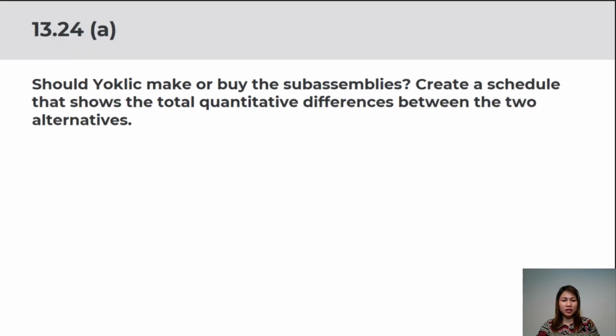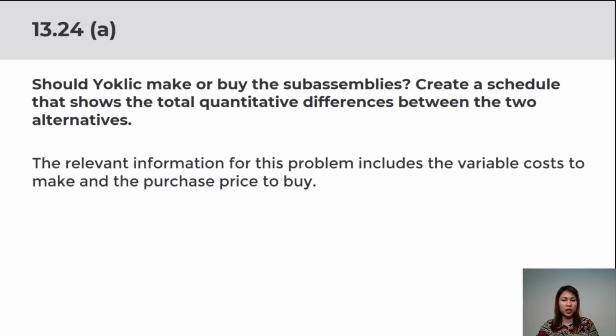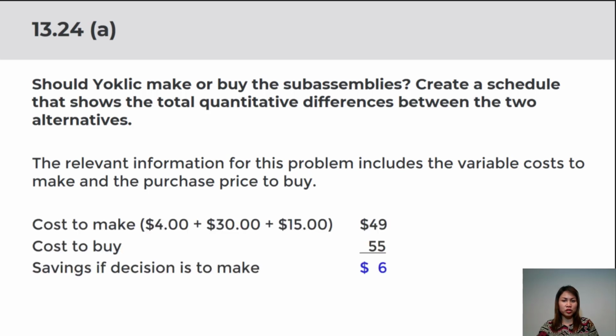The $25 fixed overhead here is irrelevant. Why is fixed cost irrelevant in this case? Because it will still be incurred regardless of whether your clique makes or buys the sub-assembly. Therefore, the relevant information for this problem includes the variable cost to make and the purchase price to buy. Cost to make, only the variable cost, $4 plus 30 plus 15 equals $49. Cost to buy for the company is $55 per unit. Therefore, the saving if the decision is to make is $6.